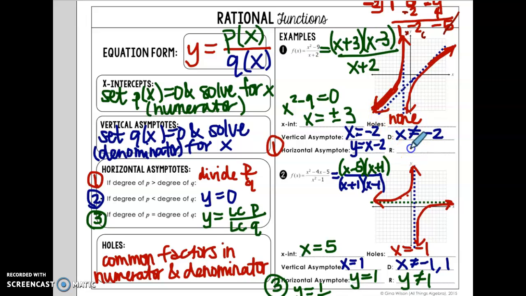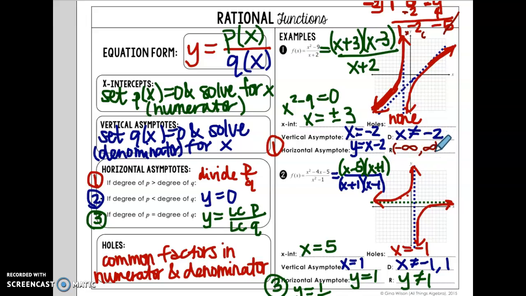So what does that mean about the range? The range is going to be all real numbers. So I could say negative infinity to positive infinity, or all reals. That probably would have been easier for me to do instead of writing it like this, but that's okay.